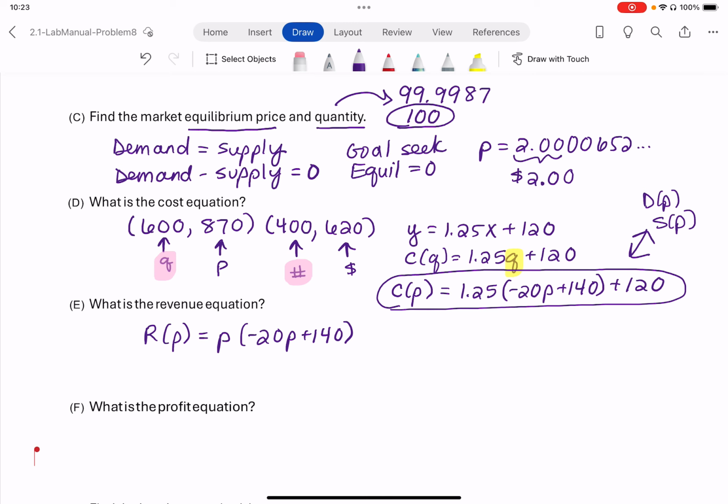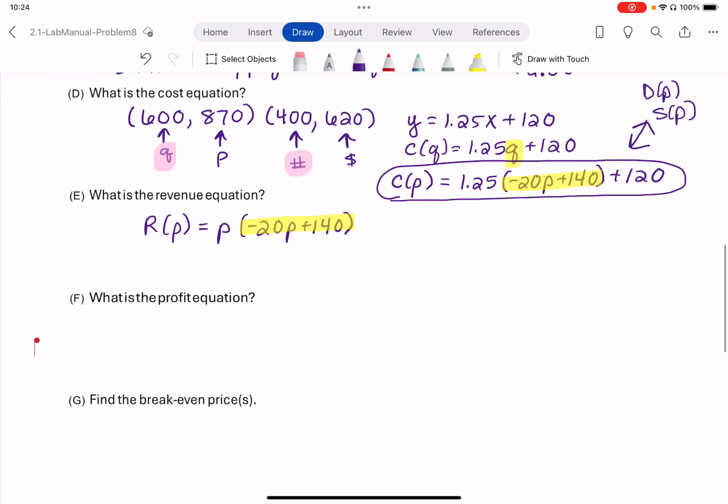All right, so we're using that demand again. We used it there, and we're using it there. Okay, and then for our profit equation, profit, you want to take your revenue and subtract your cost. So my revenue is this, what I just wrote above there.